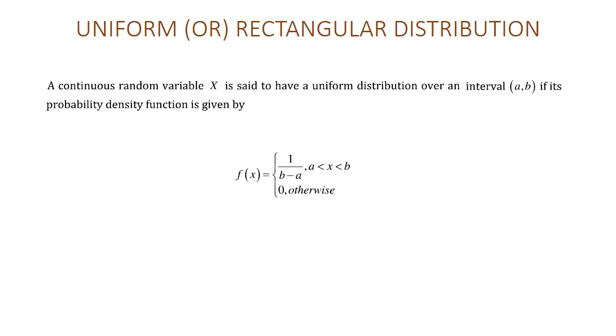Next, we are going to see about uniform or rectangular distribution. So this is a continuous case. A continuous random variable x is said to have a uniform distribution over an interval a comma b if its probability density function is given by f of x is equal to 1 by b minus a whenever x is greater than a and less than b, and 0 otherwise.